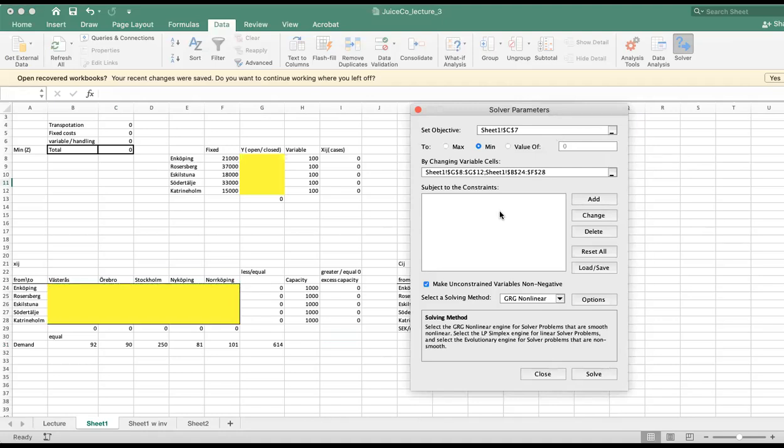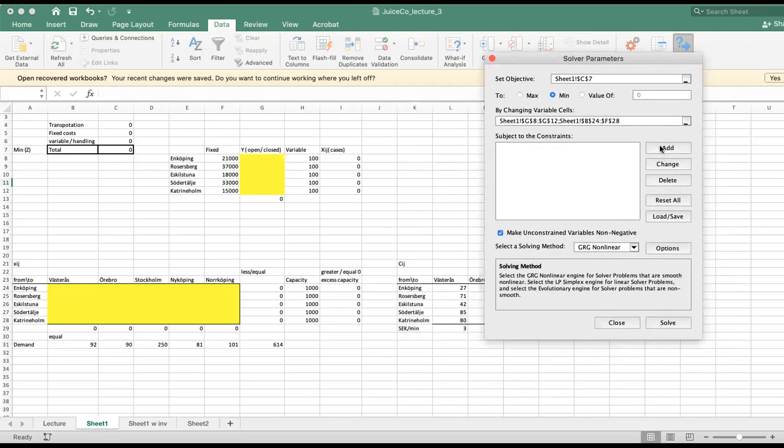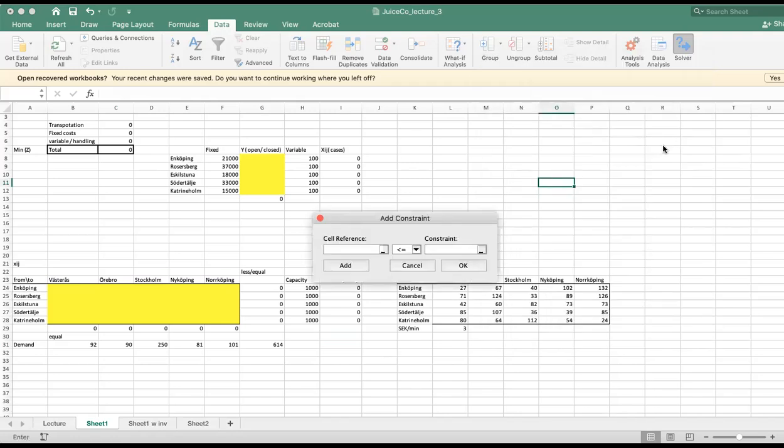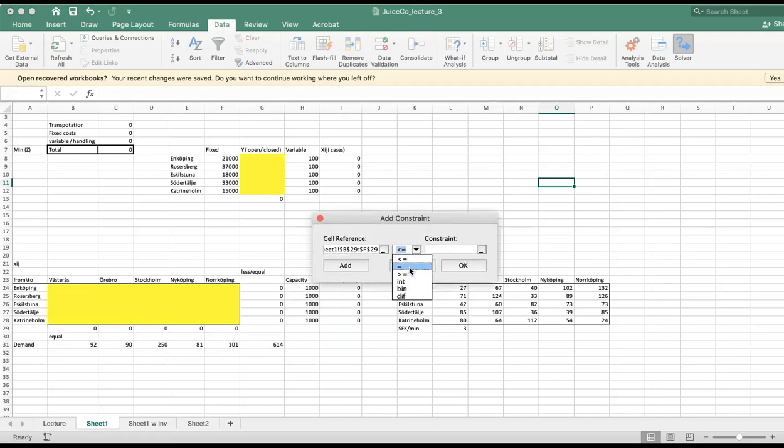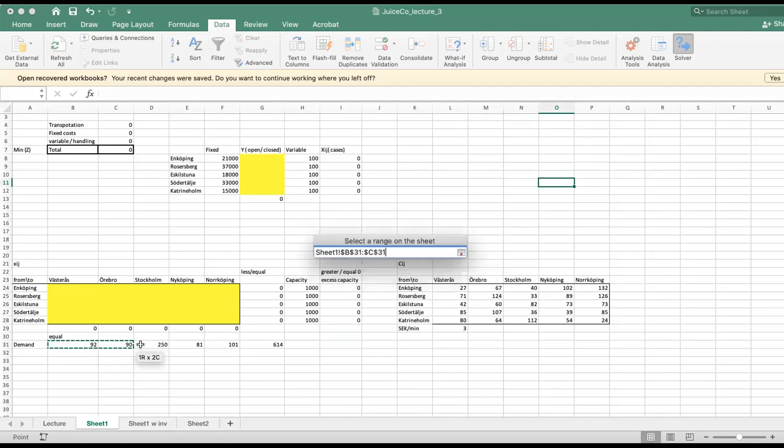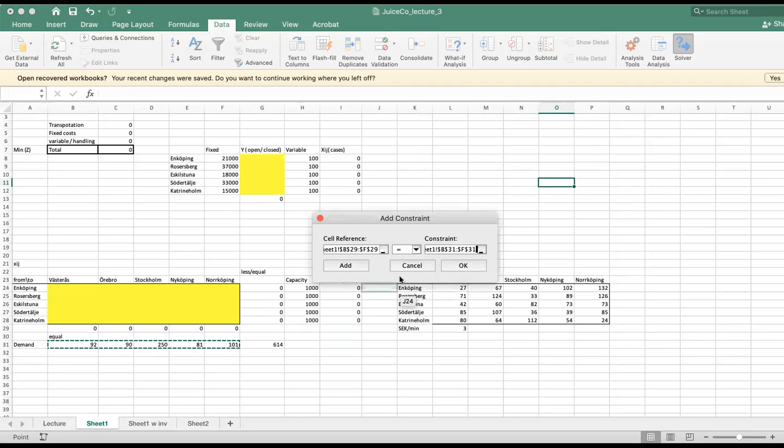Now we have 5 constraints we want to add. So the first constraint that we all know is the demand constraint. So let's add the demand constraint here. We are saying everything going to these demand regions, the white regions, should be exactly equal to what is needed there, which is this. And we say add that.